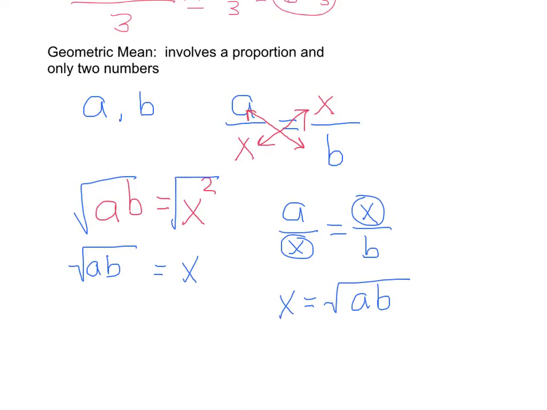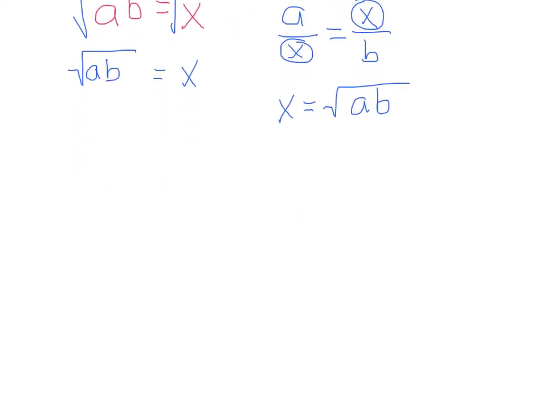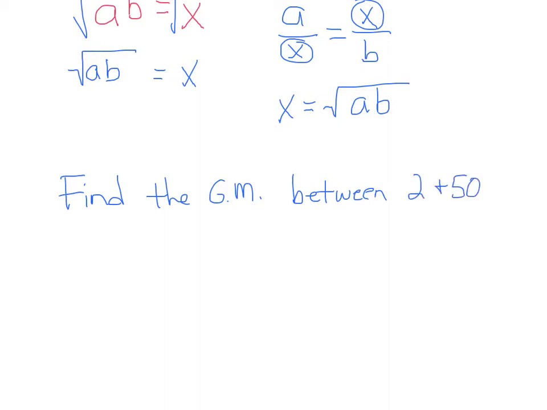So let's look at it in an example. Let's say that we would be asked to find the geometric mean between, let's use 2 and 50. So that's going to be our problem. We're going to find the geometric mean between 2 and 50.